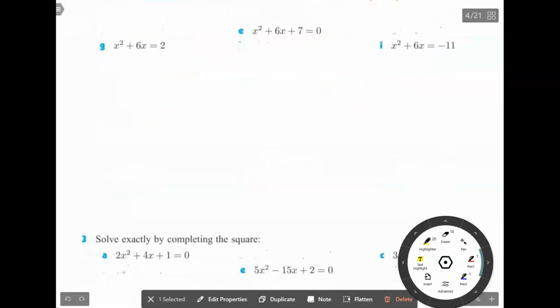Let's do g. So in this particular case, first thing I'm going to do is put everything on the left side so we can see what the quadratic looks like. I'm going to leave a big space between 6x and plus 2, so I have space to put in my magic numbers.